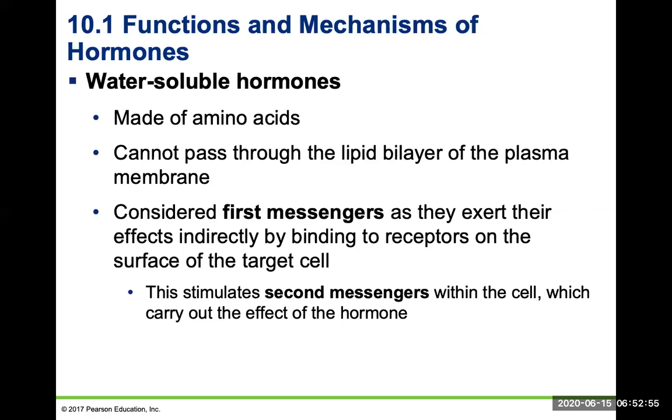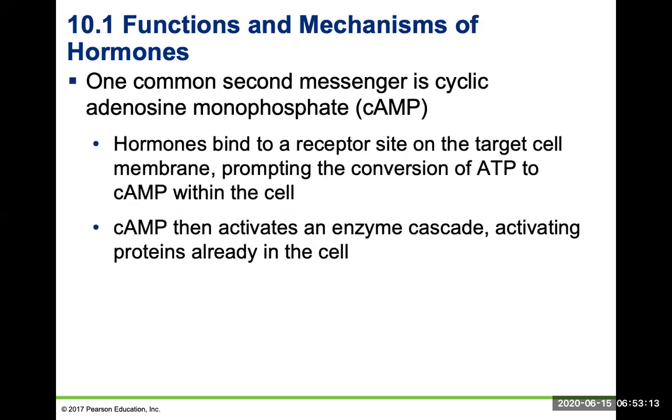Water-soluble hormones are made of amino acids. They can't pass that lipid bilayer. They're considered the first messengers, and they will stimulate second messengers within the cell after they bind just to the surface of the cell. And those second messengers inside the cell are the ones that will carry out the effect of the hormone.